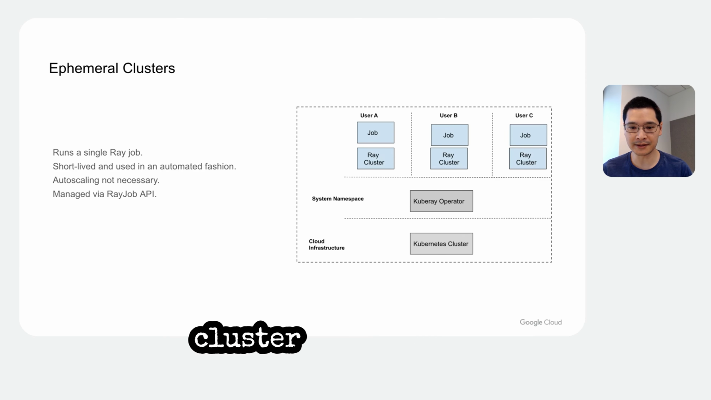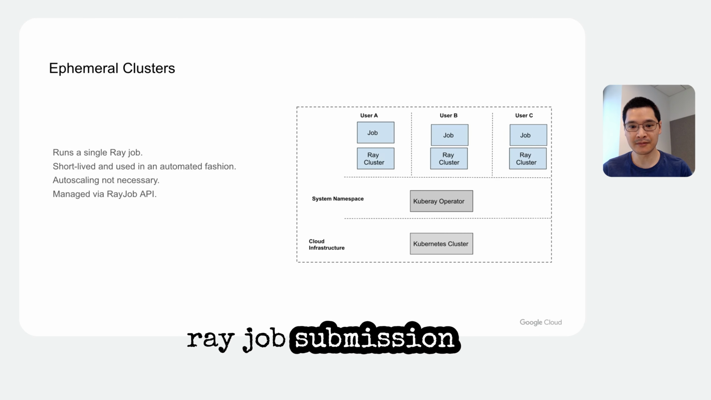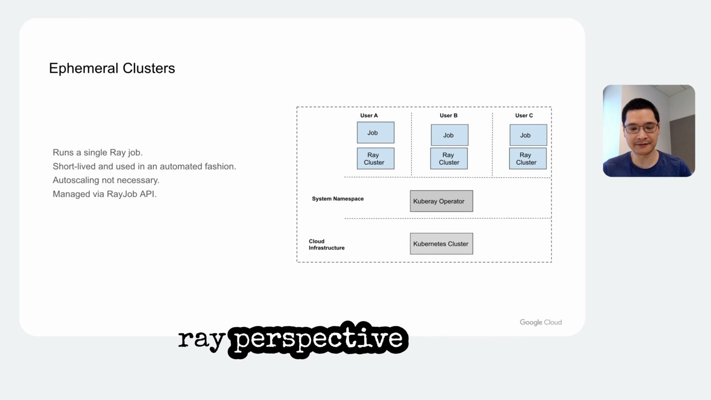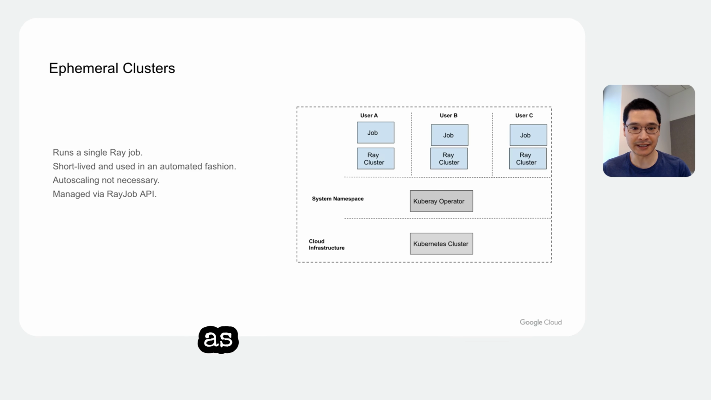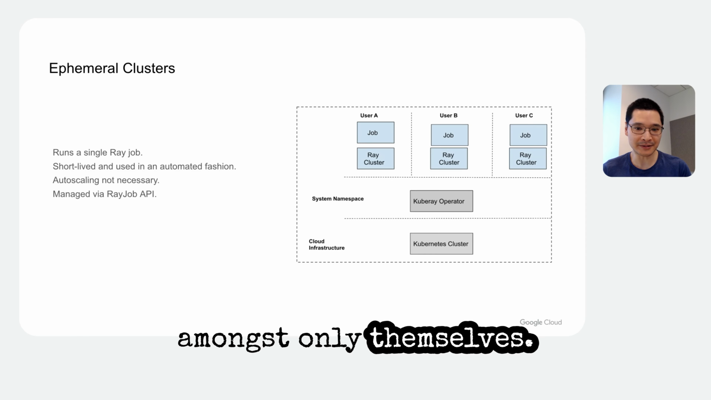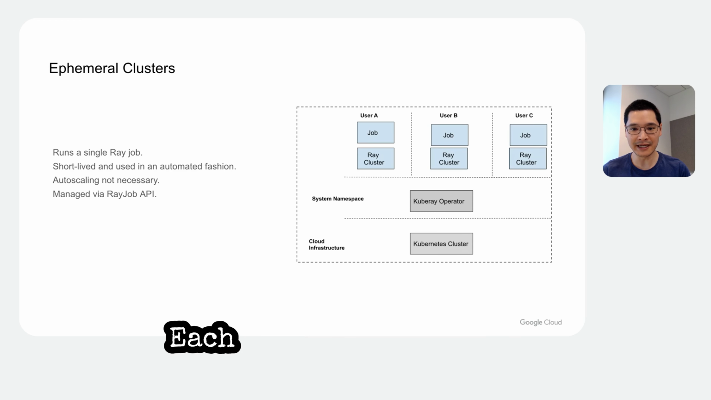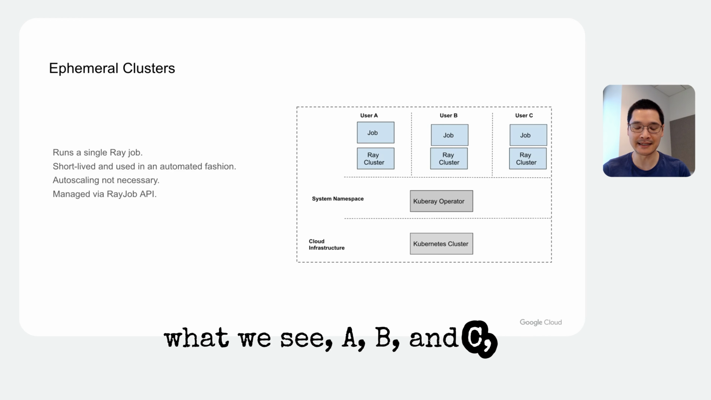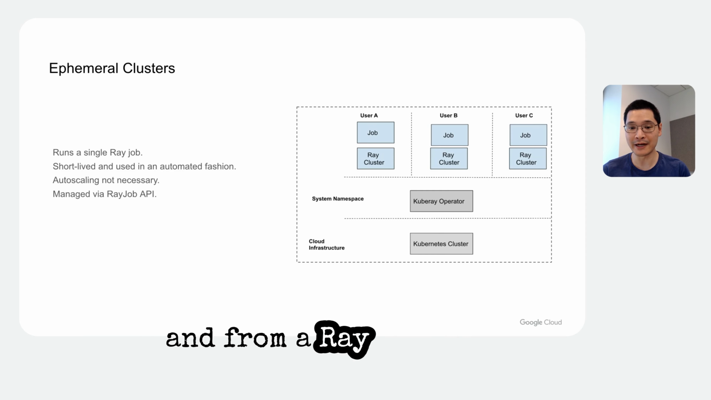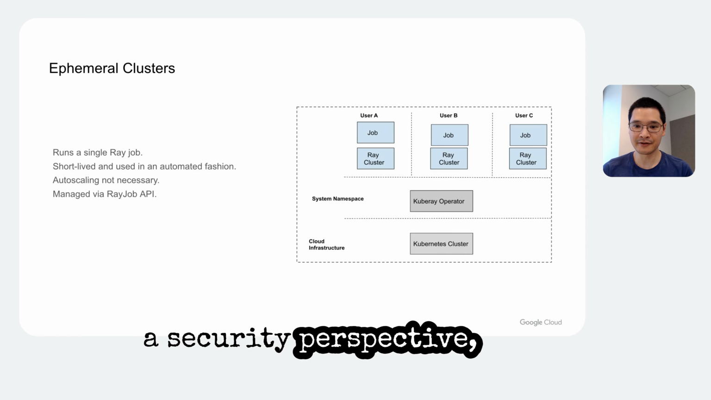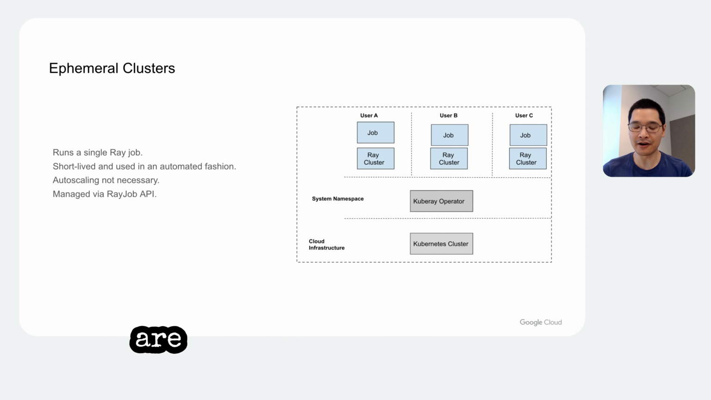Here we have an ephemeral cluster where a single RayJob submission also creates a Ray cluster inside. These are siloed from a Ray perspective, and from here, each resource, such as the Ray dashboard, would only be available during that job's lifetime. Not only are these clusters short-lived, they share resources amongst only themselves. Essentially, there is no sharing. Sharing is actually happening behind the scenes from a Kubernetes perspective. Each of these jobs, in what we see, A, B, and C, are all isolated from one another from a Ray standpoint. Another advantage of having isolated Ray clusters is from a security perspective, where each job is isolated and they are not able to see one another.